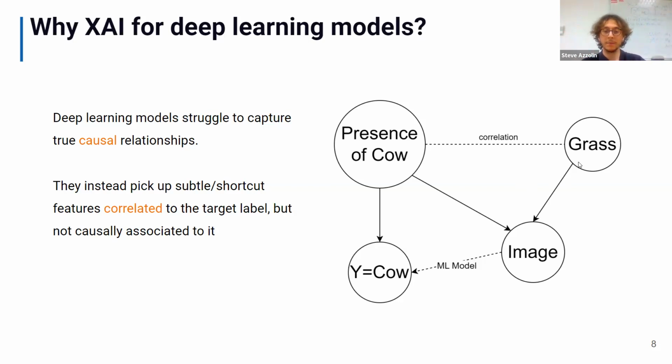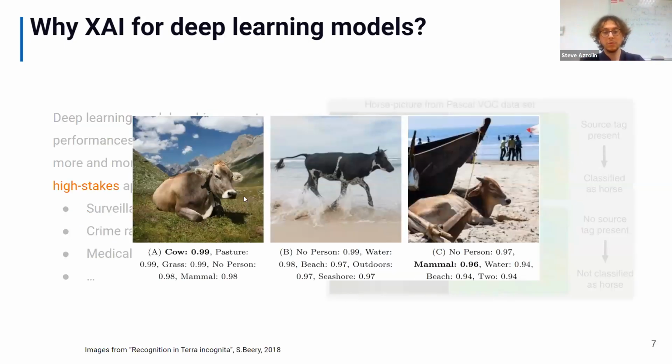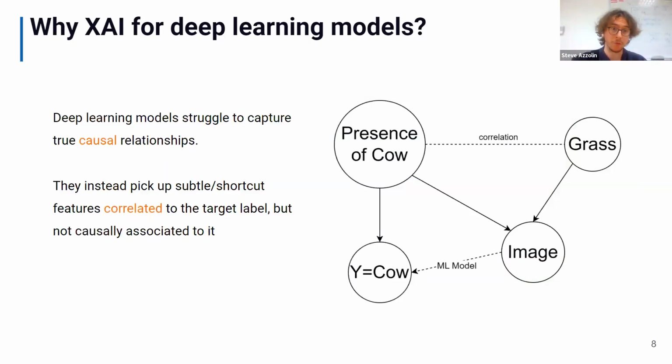That's why then in the previous example, if you don't have the grass in the background anymore, but you have something that the model has never seen during training, such as a beach or the seashore, then the model can no more predict the label cow. And this is obviously an issue, right? And so instead, the models tend to pick up these subtle or shortcut features that are correlated to the target label, but not really causally associated to it.